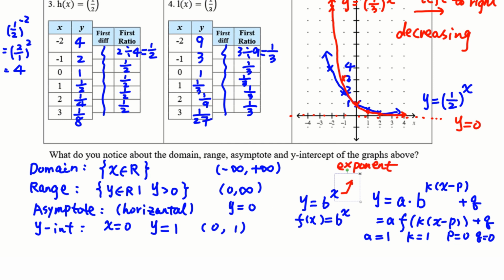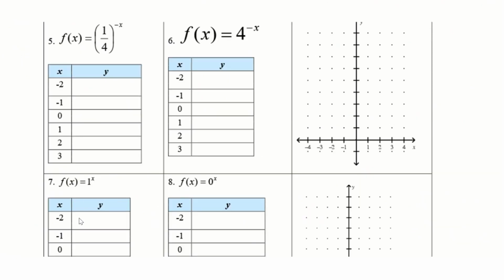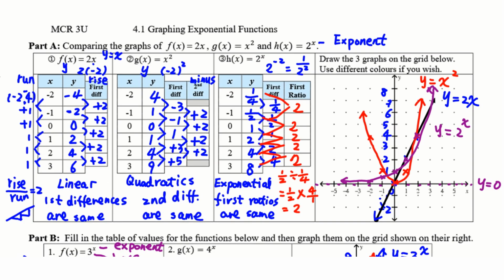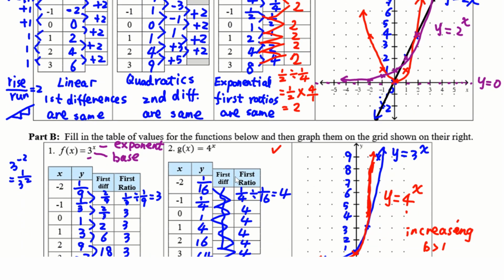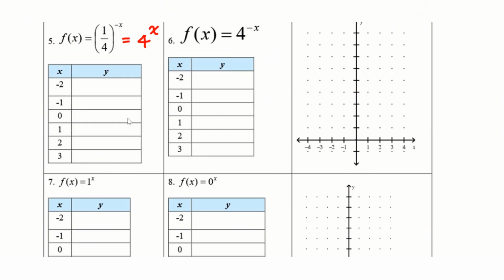So we are going to see more graphs. This one is 1/4 to the exponent negative x. We could write it as 4 to the exponent x. That will be the same as the graph on the first page, the same as part B, 2. And the second function, we could write it as 1/4 to the exponent x, flip it.